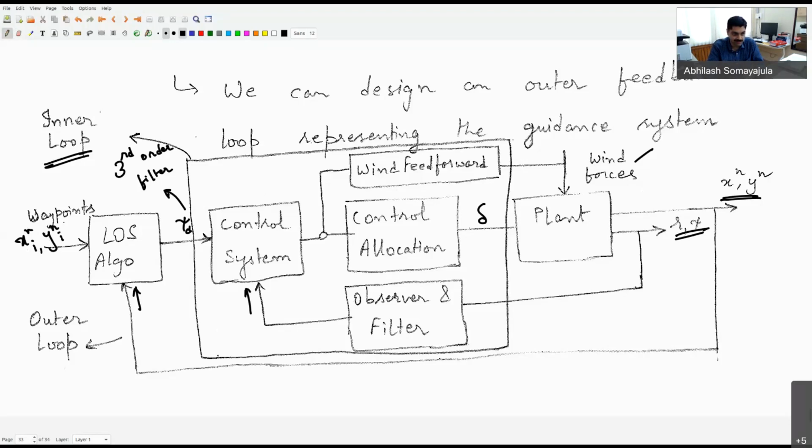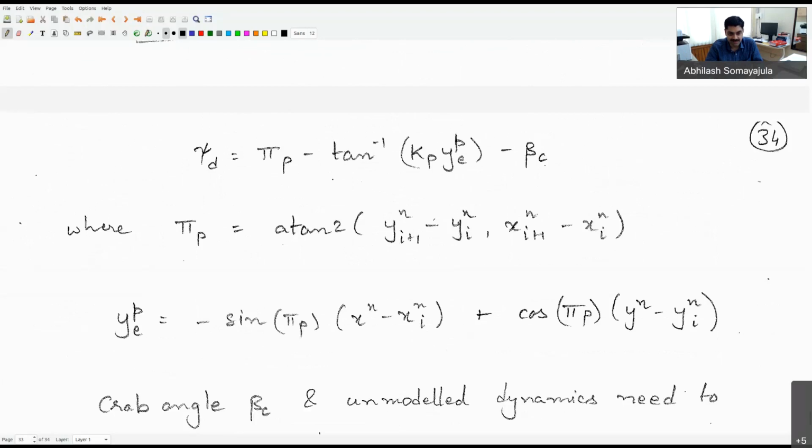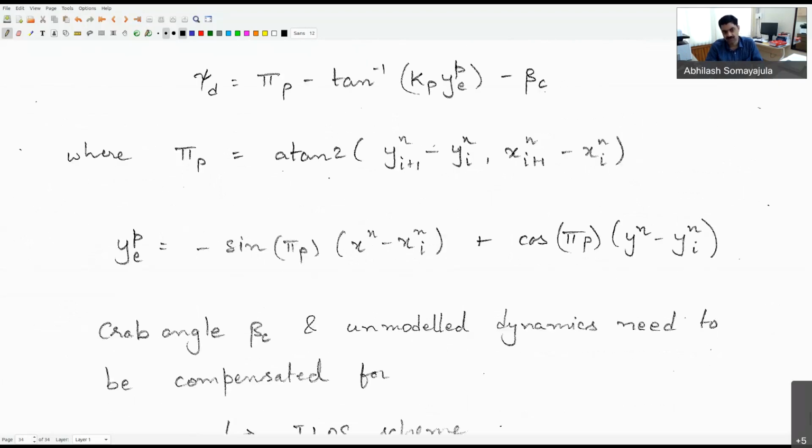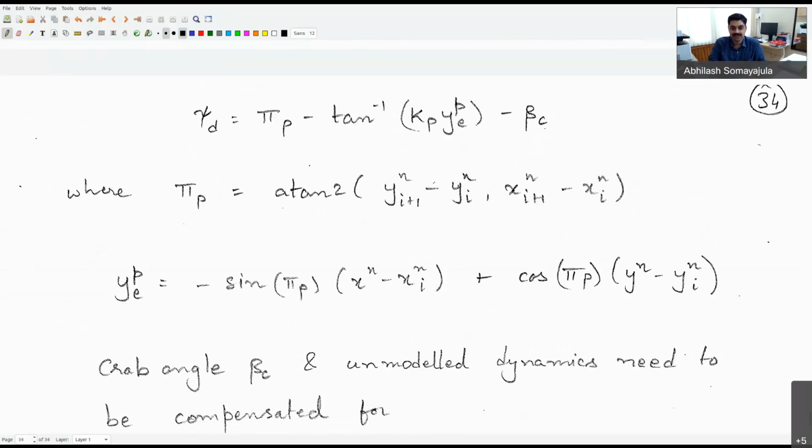Xn and Yn, where i can range from 1 to capital N. So if I have specified n waypoints, one after the other, it should start tracking one after each of them. And the mechanism for changing this guidance law would be specified in terms of my desired heading angle, which will be specified by pi p minus tan inverse of kp times ype, where this is the cross track error, minus beta c, where this is the crab angle.